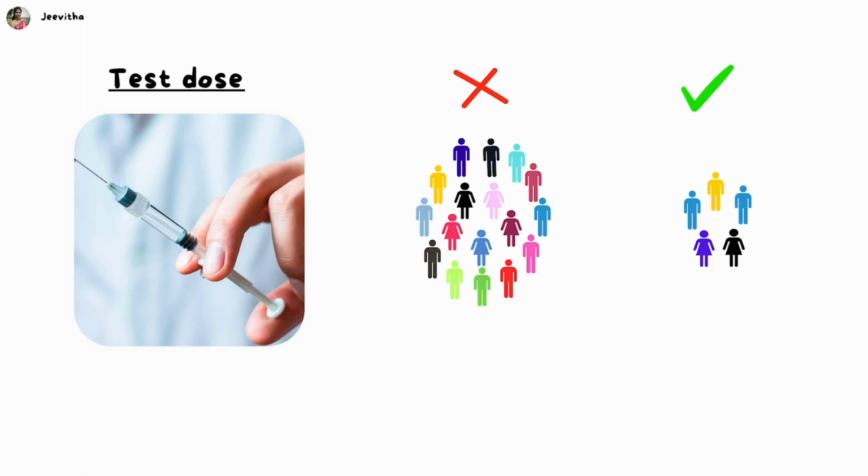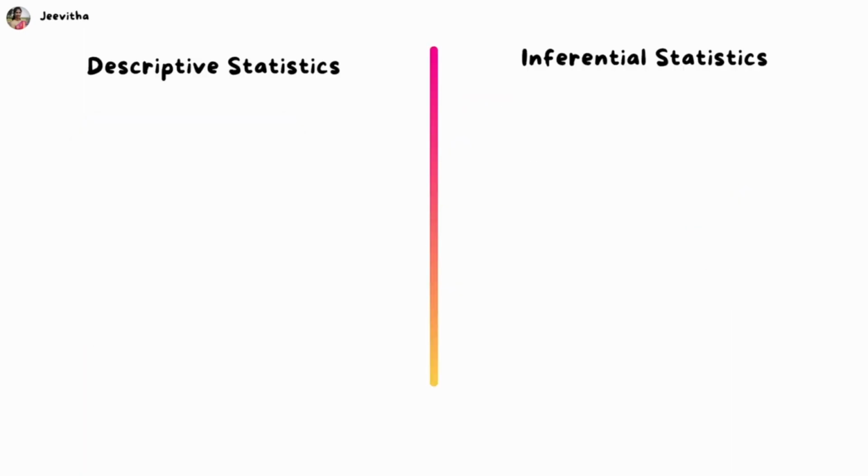That is what the inferential definition was telling: it uses a sample of data in order to make an inference or conclusion about the population. It's always applied on the population whenever you want to make any conclusions or predictions. In that case, we use inferential statistics. Hope it's clear. Now let's see the difference between descriptive and inferential.